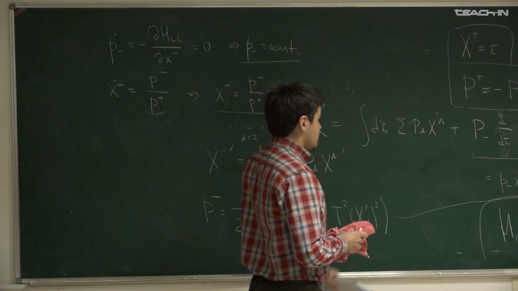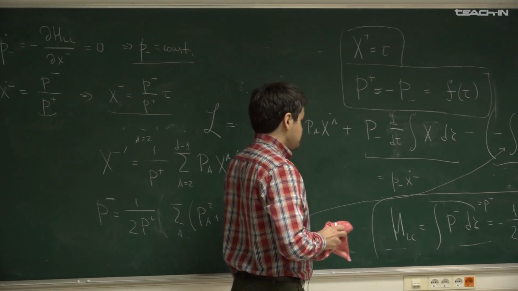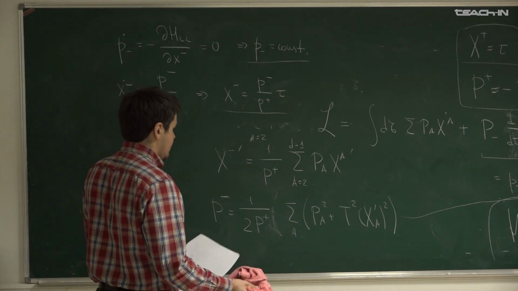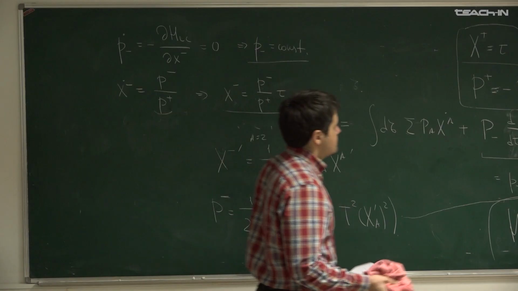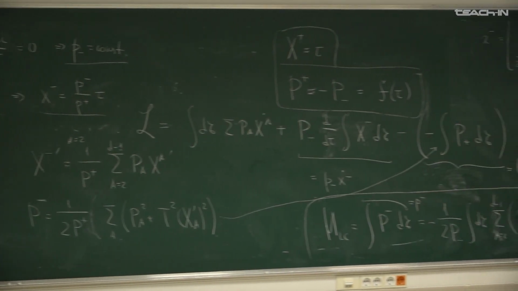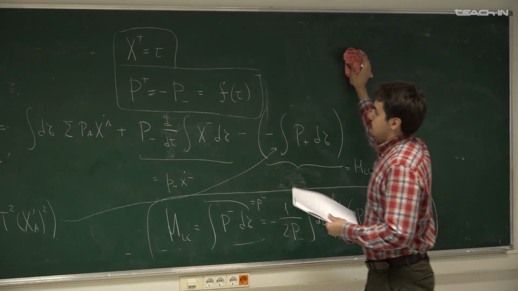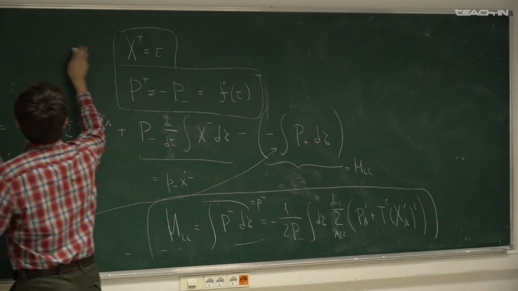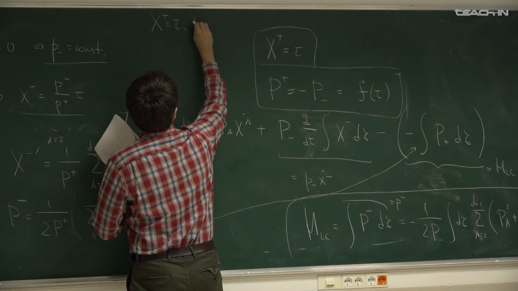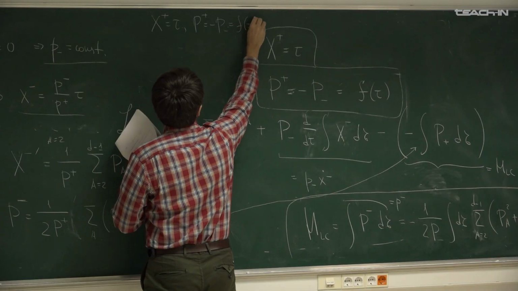So now we will do some manipulation with this Hamiltonian. We will diagonalize this Hamiltonian now. Like I say, the equations will be linear equations, but still they need to be solved in some explicit way. Maybe I'll just write it here. So x plus is tau, and p plus minus p minus is f of tau. This was our gauge.